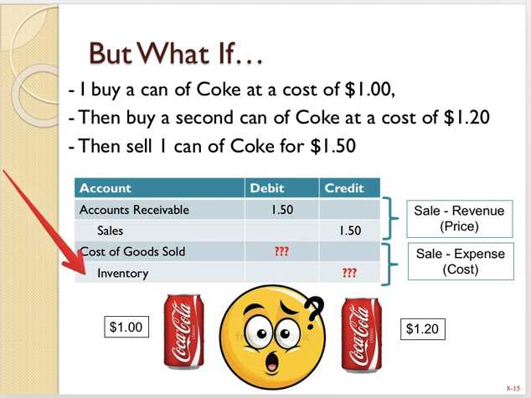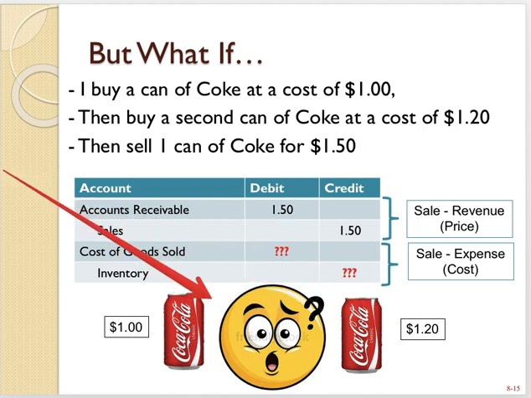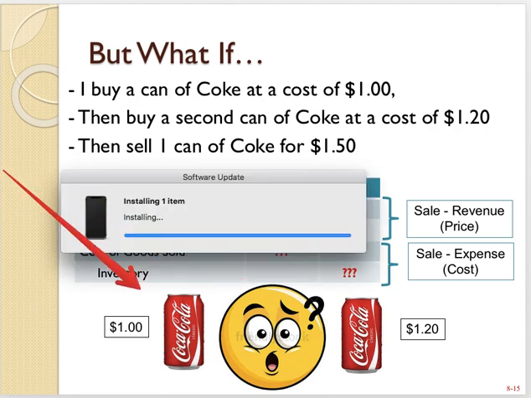But the expense part of the entry becomes a little bit more complicated. The accounts are the same. We're still going to debit cost of goods sold and credit inventory, but I'm not sure of the amount. Which can of Coke did I sell? Was it the one that was my beginning inventory that was $1? Or is it the second one that I purchased that was $1.20? They look completely identical. I don't know which one is which, so I don't know what number to put here.